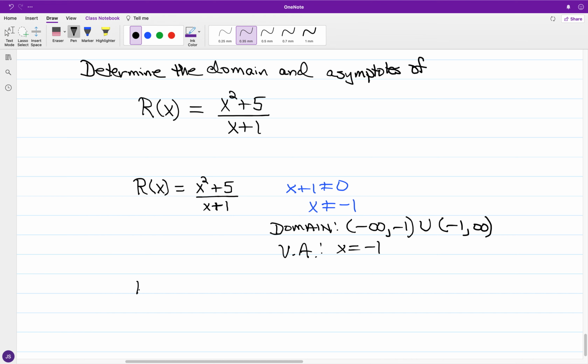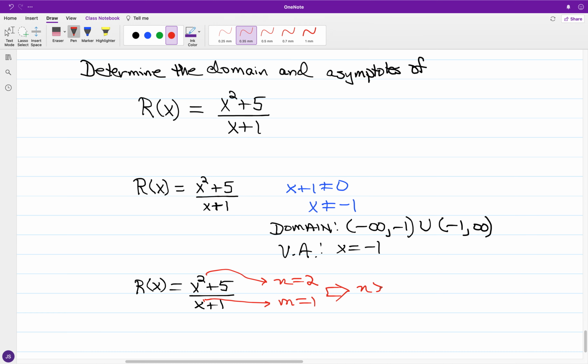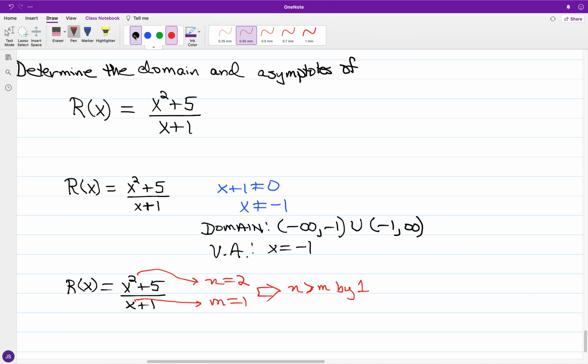Now for this rational function, as we look into the degree comparisons, in the numerator we have that n is equal to 2. And since we have x of first order, we have m is equal to 1. So n is greater than m by 1 degree. So again, if there's a 1 degree difference where the numerator is higher in degree than the denominator, there's going to be a slant asymptote.